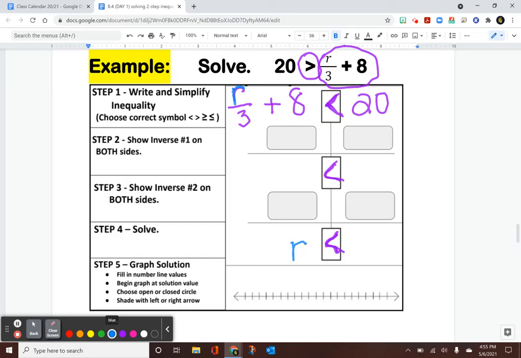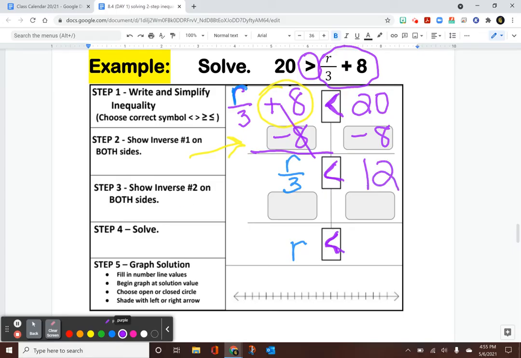I know that my variable bundle is going to stay, but I need to get rid of the extra stuff. This plus 8 has got to go. That's where my first inverse comes in. So I'm going to subtract 8 to get rid of it. The r over 3 bundle, notice, is still there, but the 8's cancel. And 20 take away 8 is just 12.